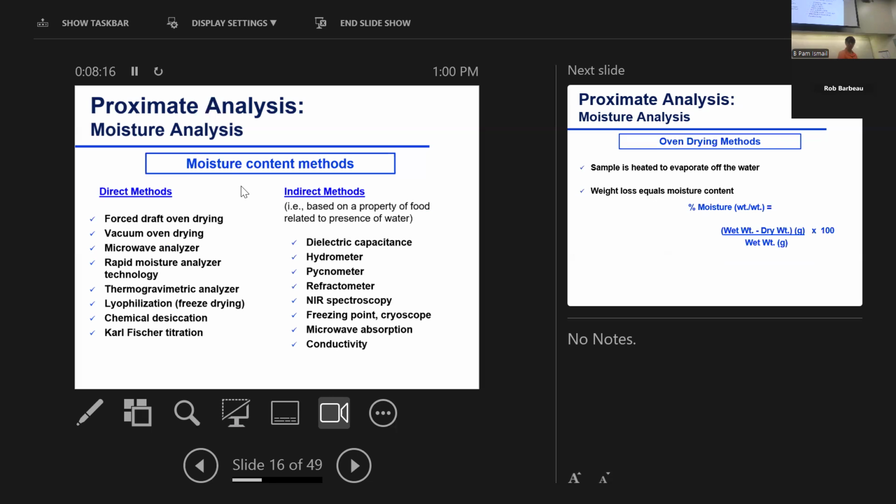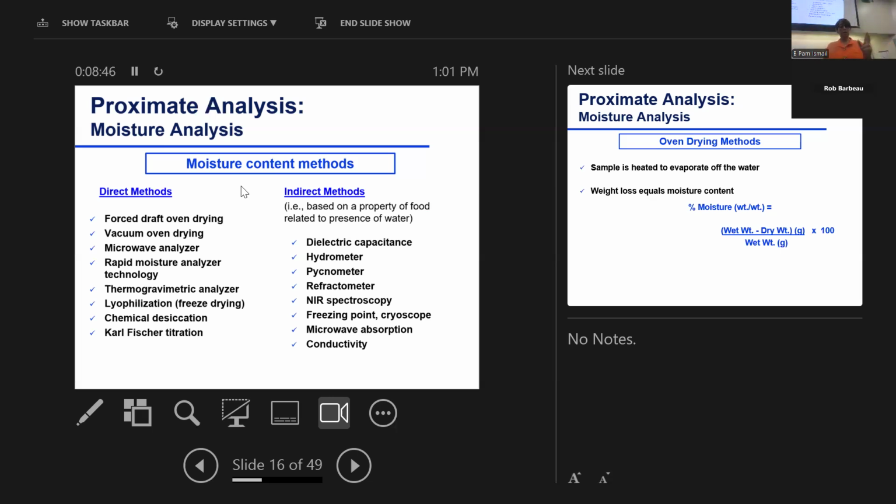Some of them we do in the lab. Mostly you want to know the methods we perform in the lab, and a little bit about other methods, but not too much. What we do in the lab is forced draft, vacuum, microwave, and Karl Fischer. Microwave is very fast, but it's not suitable for all types of food products, and we'll talk about that.